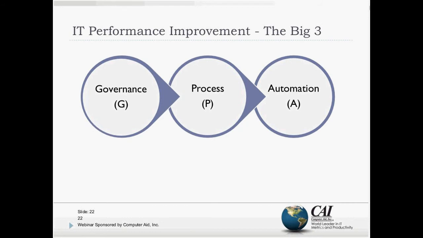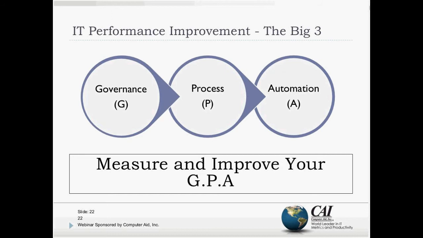The big 3, okay? How to improve IT performance. It comes down to governance, process, and automation. Okay, that's the GPA. Governance, process, and automation. And what we're going to be talking about is how do we really measure and improve your GPA. Governance, process, and automation.